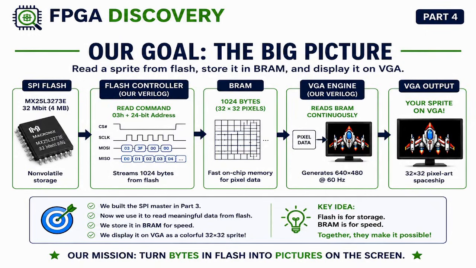So there are really 2 different types of memory doing 2 different jobs. Flash gives us non-volatile storage, so our sprite survives when the power is removed. BRAM gives us fast on-chip memory that the VGA renderer can access continuously. So flash is for storage, BRAM is for speed.